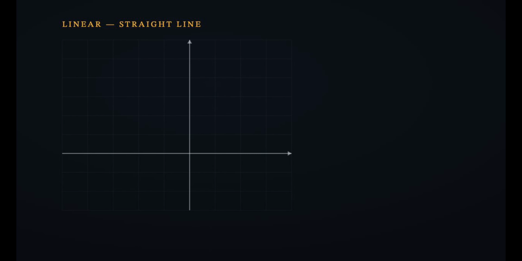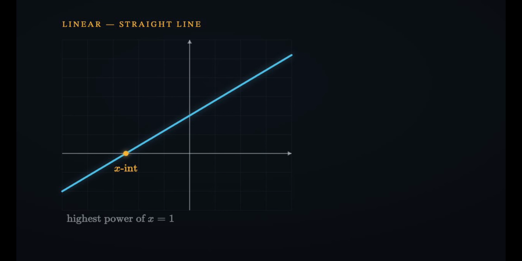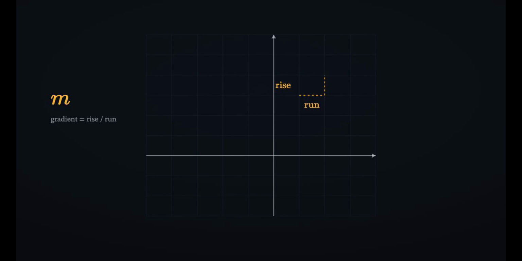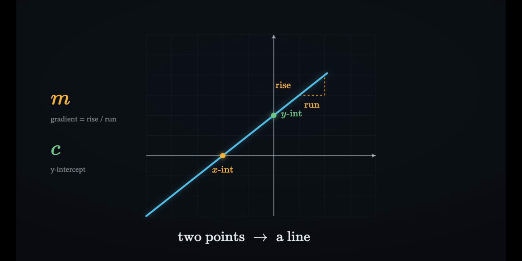A linear function is a straight line where the highest power of x is 1. Its key features are the x-intercept and the y-intercept. It has two forms, the general form ax plus by plus c equals 0, and also the gradient-intercept form, which is more popular, y equals mx plus c. m is the gradient and c is the y-intercept. Transformations are not needed to graph a line. Two points are enough. Find two points, usually the x and y-intercepts, and join them with a line.